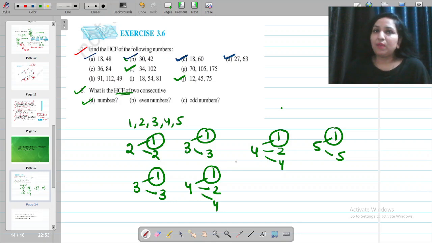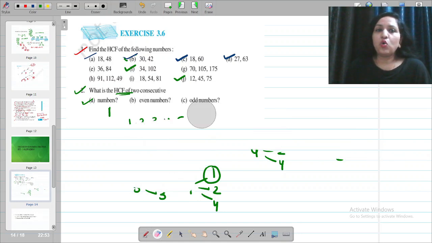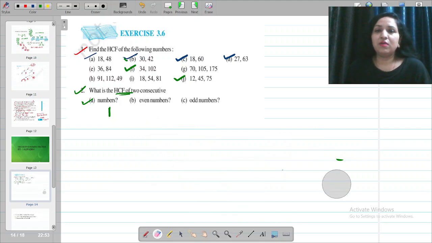One more thing you have to keep in mind. If there is nothing common between 2 numbers, 1 is the highest common factor. It cannot be 0 because 1 is the factor of every number. So if nothing is common, at least 1 is common. Correct? So the answer of the first part, what is the highest common factor? It is 1. Second part, now we need to find what is the highest common factor of 2 consecutive even numbers. We have to find the consecutive even number.